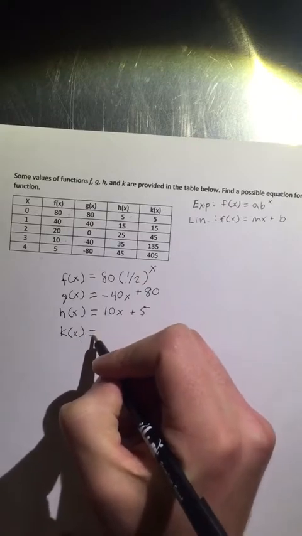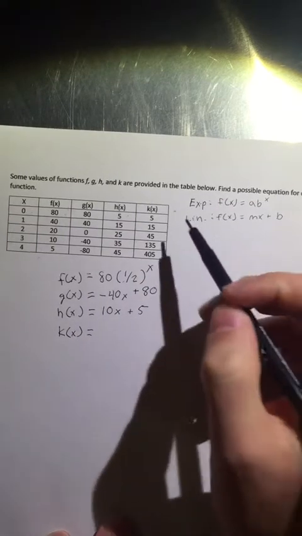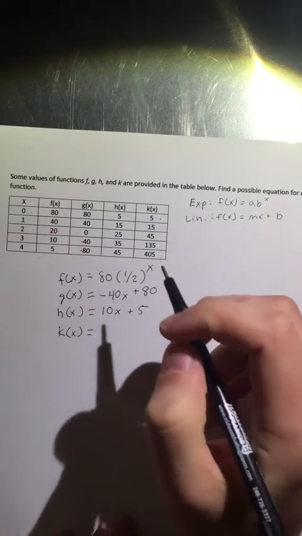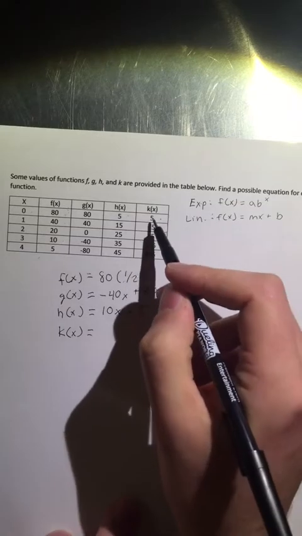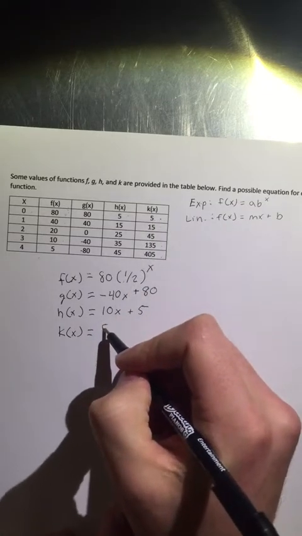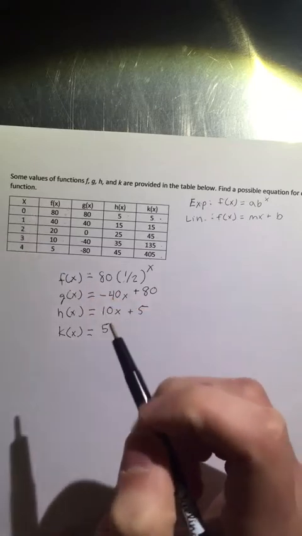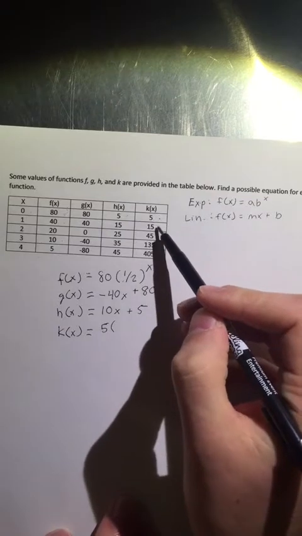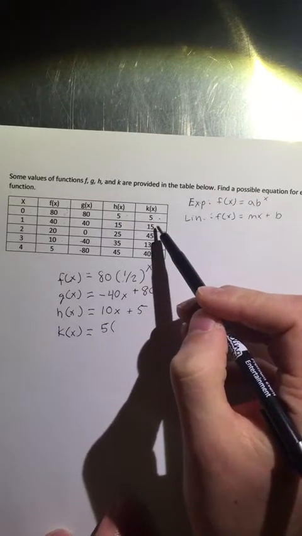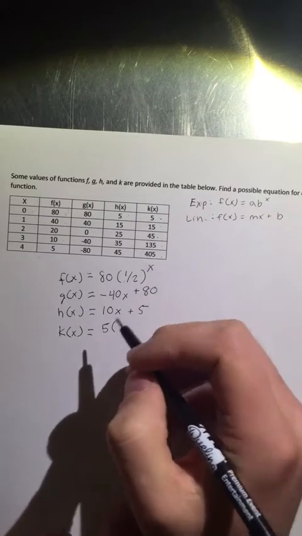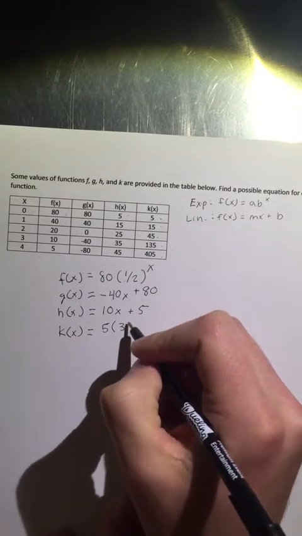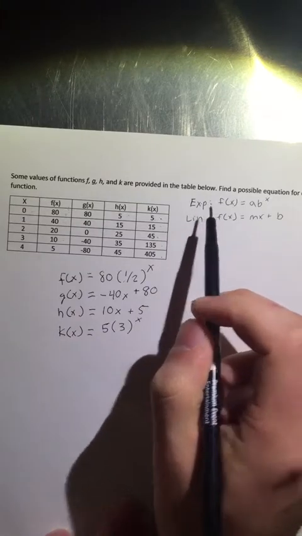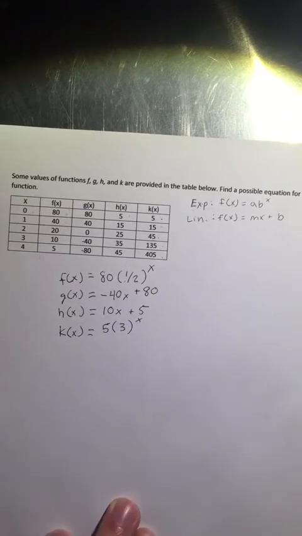K of x equals, so it goes 5, 15, 45, 135, and 405. So our initial is 5, so we're at x equals 0. And you can see 5 times 3 equals 15, 15 times 3 equals 45. That means our rate of change is a multiplication of 3. So we know that it's an exponential equation. So that's our answer there.